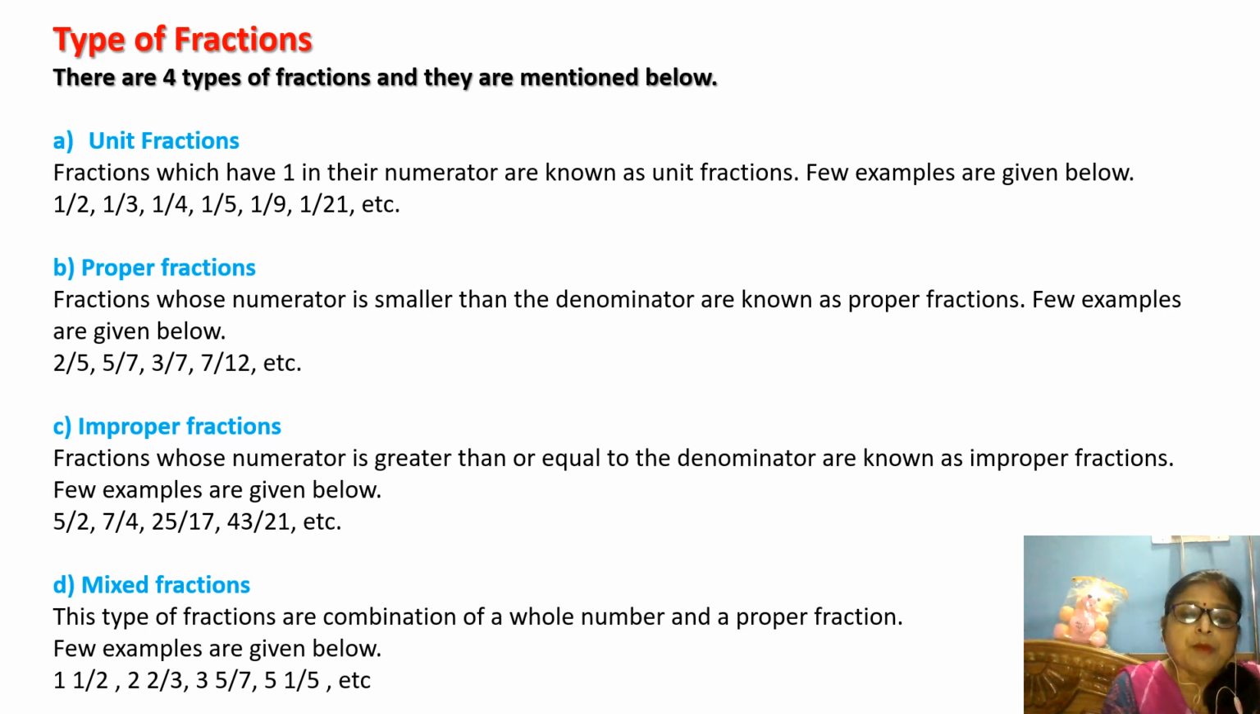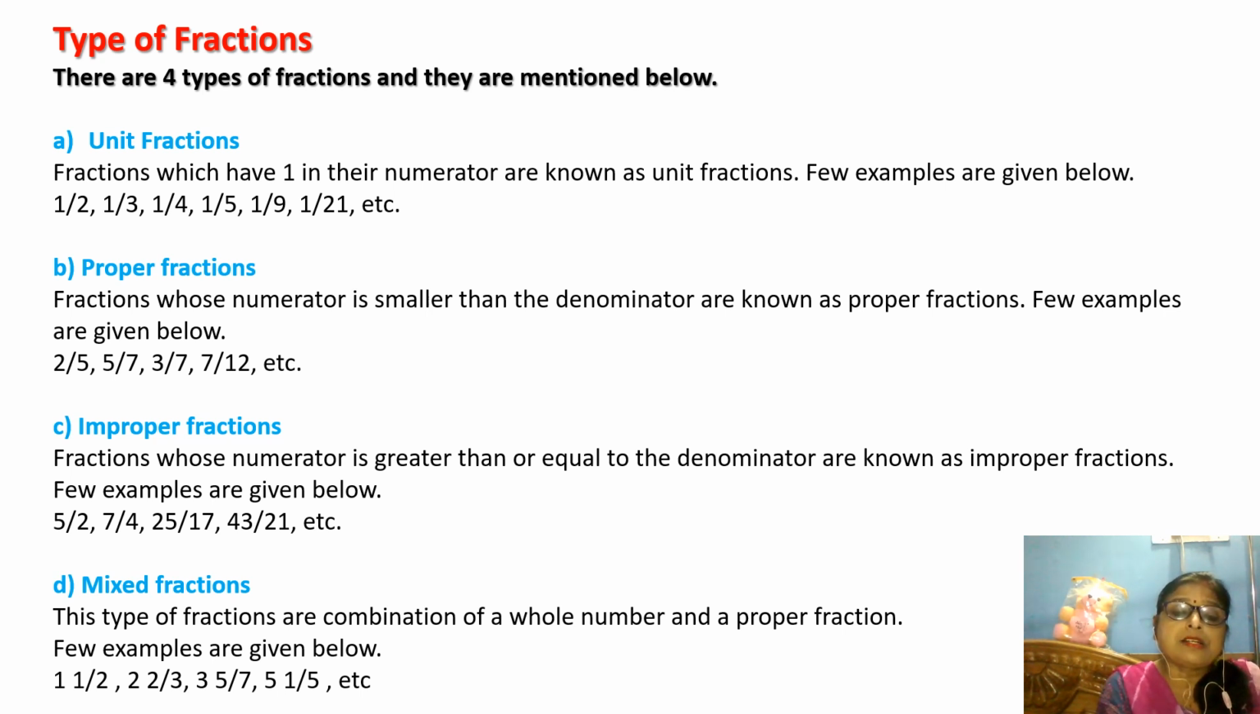Next one, improper fraction. A fraction whose numerator is greater than or equal to the denominator is known as improper fraction. Example is given here. 5 by 2, 5 is greater than 2. 7 by 4, 7 is greater than 4. 25 by 17, 25 is greater than 17. 43 by 21, 43 is greater than 21. So you are seeing that all the numerators are greater than denominator. So such type of fraction is called improper fraction.